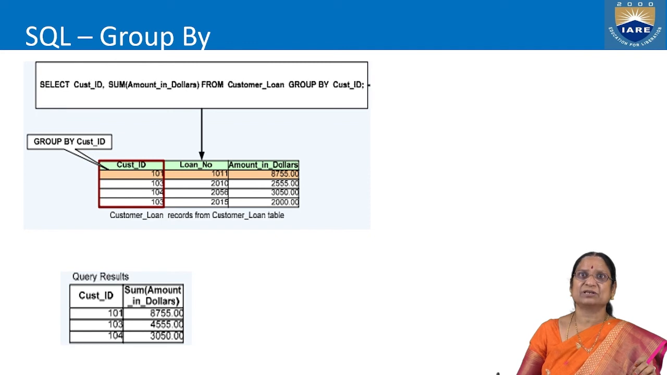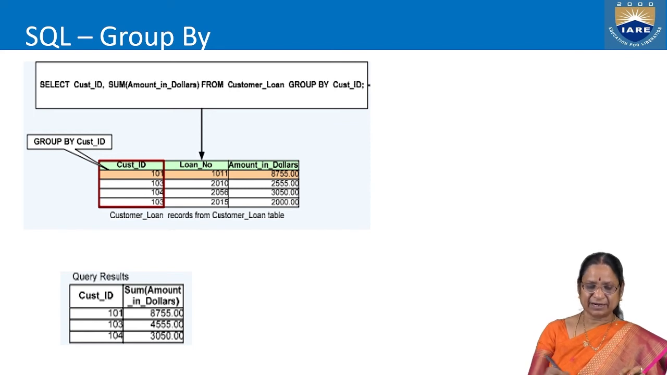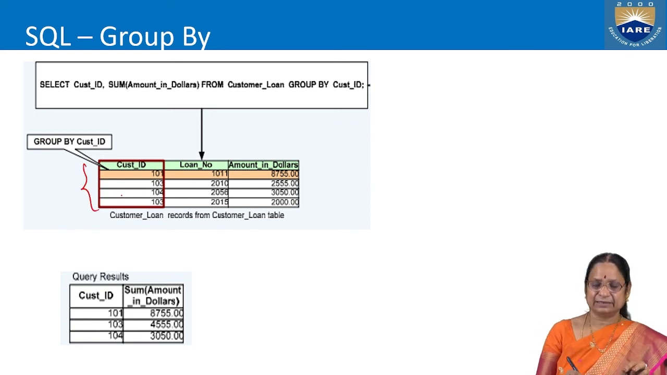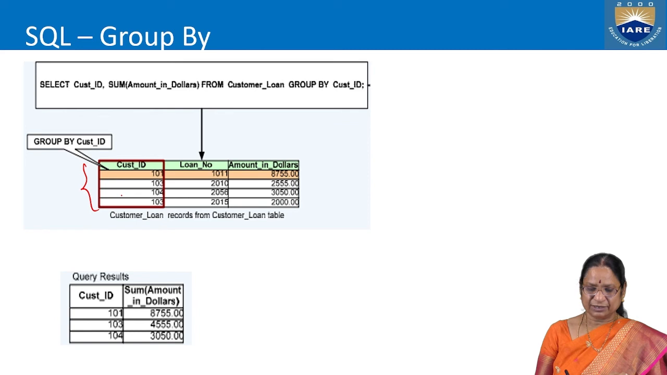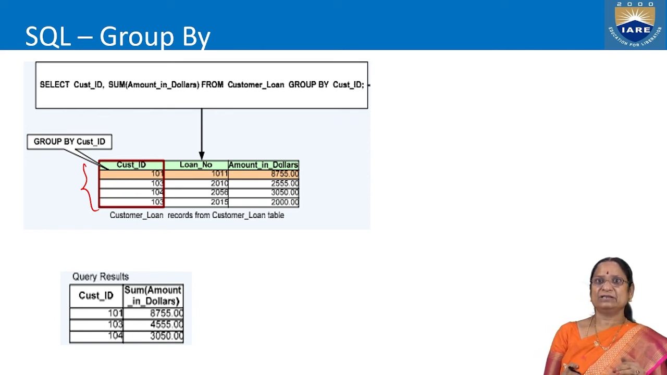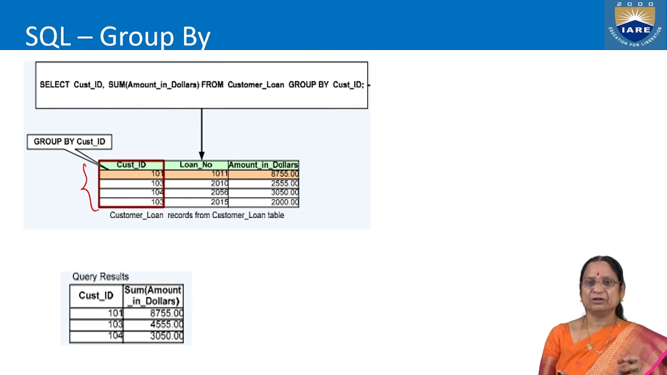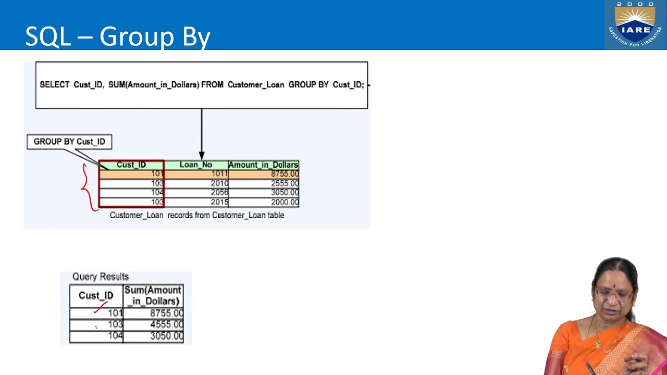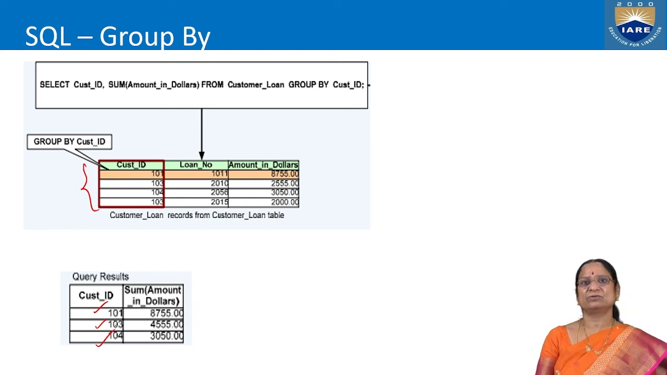How does it work actually? Select customer ID, sum of amount in dollars from customer loan group by customer ID. So we have to select this customer ID: 101, 103, 104, 103. We have to first group. 101 is one group, 103 is one group, 104 is one group. So how many will we get? 101, 103, 104. Each group by customer ID.